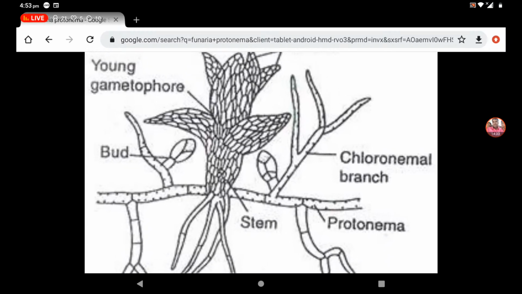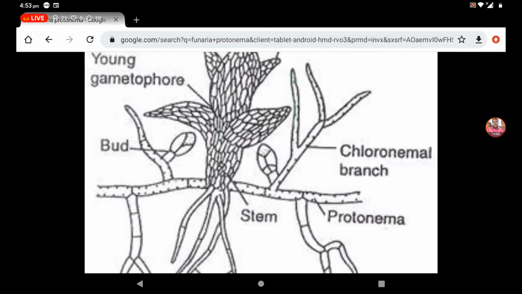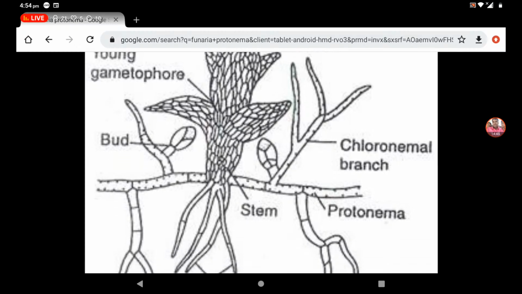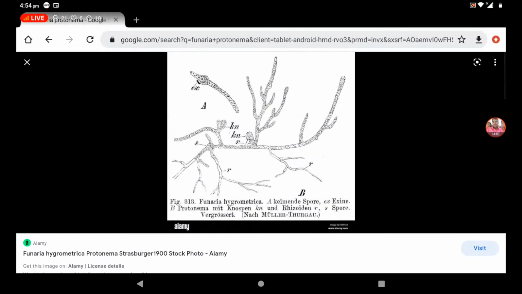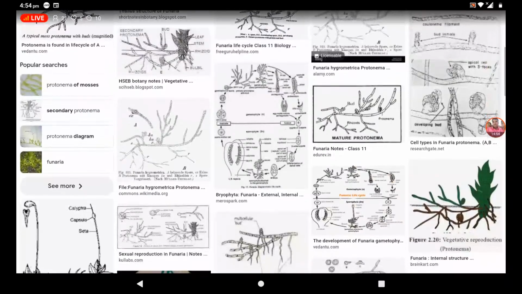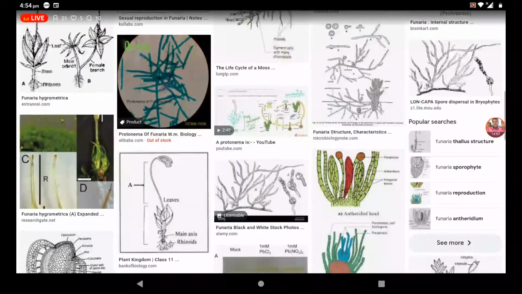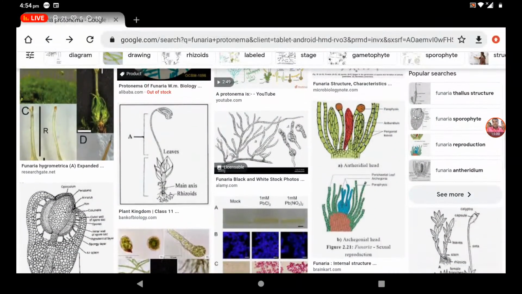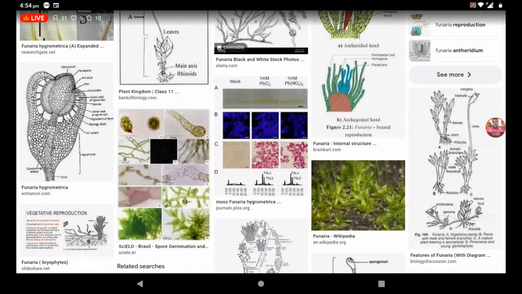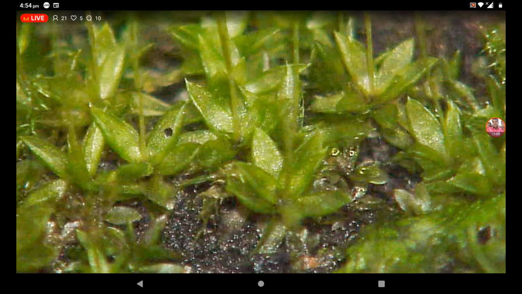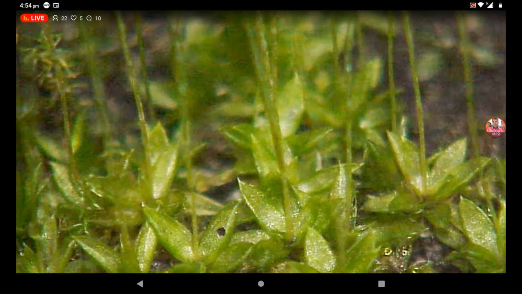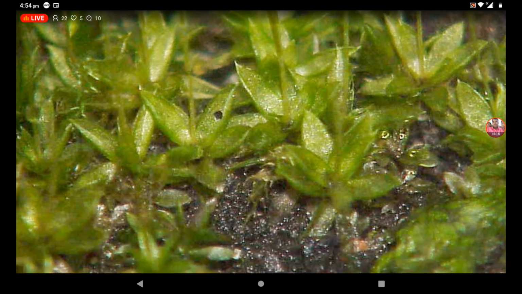So Protonema is only growing on the substratum and can have more buds, and each bud can become a leafy stage. Such a leafy stage we have taken in the diagram here. Only black and white diagrams are there. We will take a color diagram if available, but this is already seen. So in the leafy stage, they are not true leaves, they are leaf-like structures only. We call them phylloids.